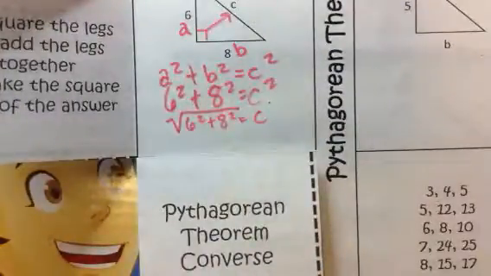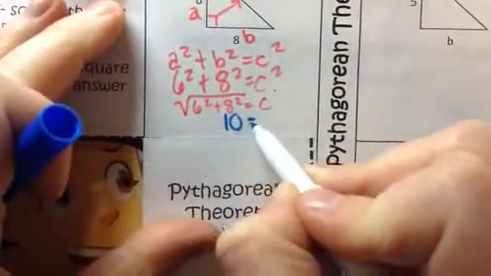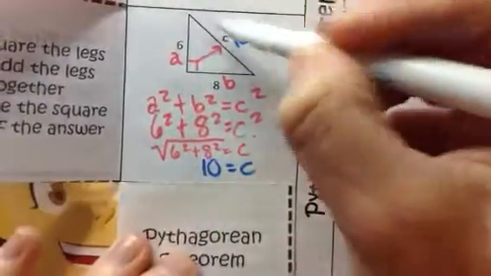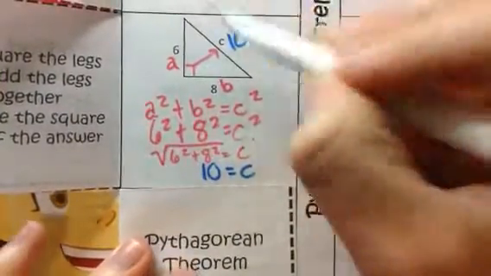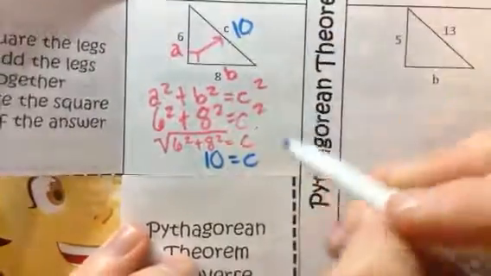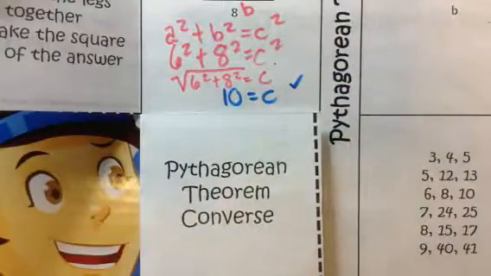So let's write that the answer right there is 10 equals C. You check to see if it makes sense. You want this to be the biggest number on your right triangle. Yes, 10 is bigger than 8 and 10 is bigger than 6. Okay, moving on. Move right over here.